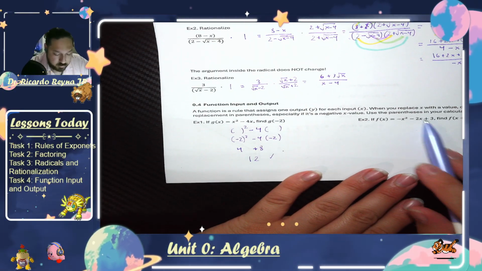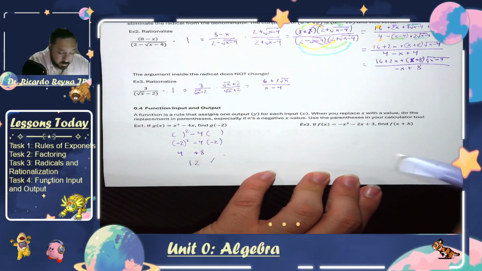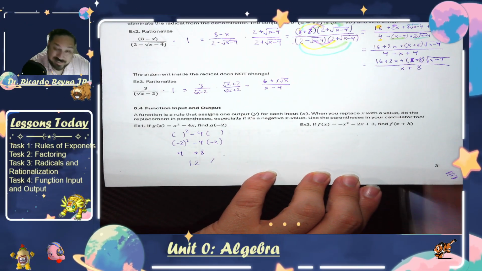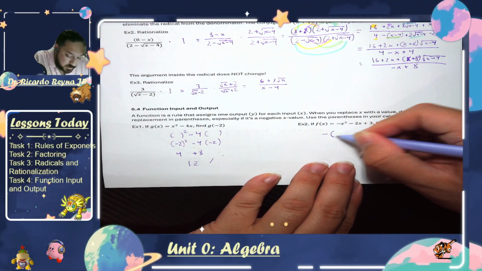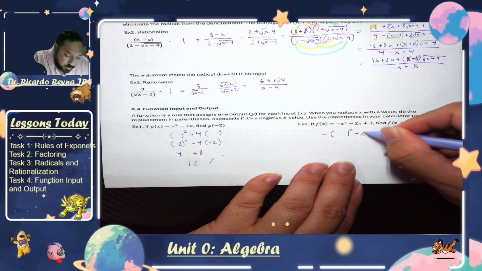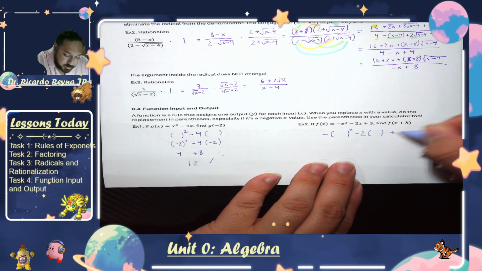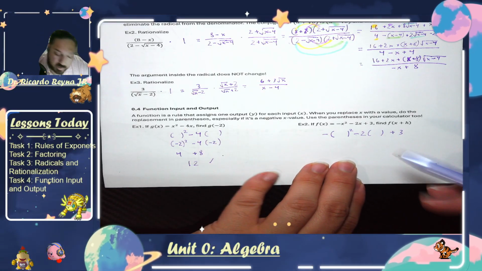How about over here, where this time we're doing x plus h? Okay. Well, like I said before, go ahead and replace every instance of x with a set of parentheses. So I have negative parentheses squared minus 2 parentheses plus 3. No parentheses here. There's not an x. It's just going to be plus 3 at the very end.